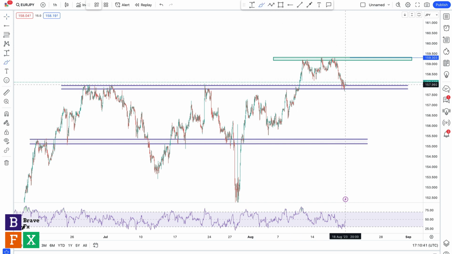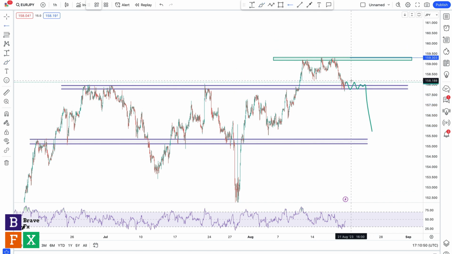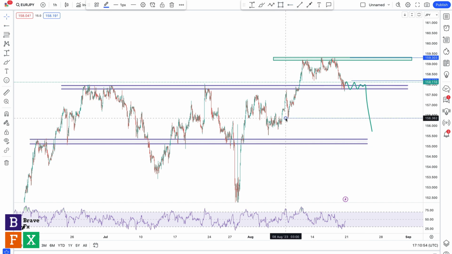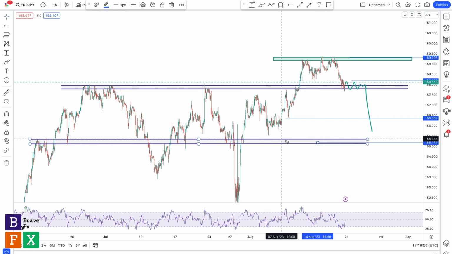I'm going to wait for a consolidation over here, right? And then a bearish breakout. So this would be my confirmation to go short. Obviously, stop loss is going to be above the consolidation, and take profit is going to be around these lows. So first take profit target and second take profit target is going to be around this area of value over here.